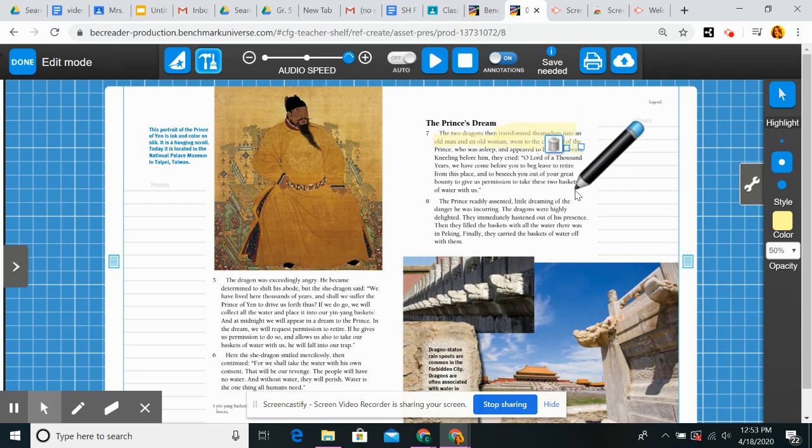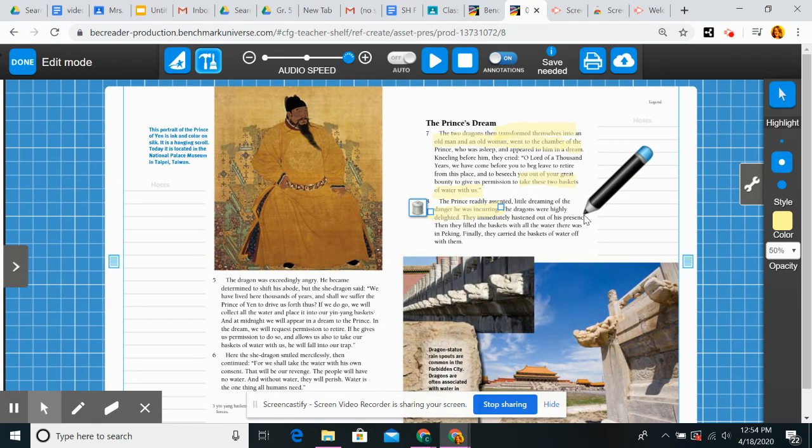Kneeling before him, they cried, "O Lord of 1,000 years, we have come before you to beg leave to retire from this place and to beseech you out of your great bounty to give us permission to take these 2 baskets of water with us." So that's what they're requesting. The prince readily assented, which basically means he said, okay, sure, go ahead. Little dreaming of the danger he was incurring, so he didn't really know what he was doing at the time.